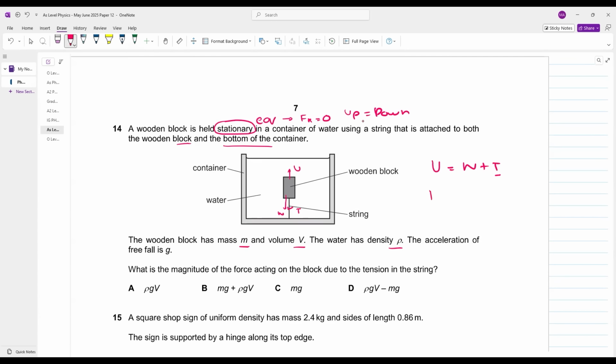What is the formula of up thrust? Rho g volume. What is the formula of weight? Mg. Subtract it. What does your tension come out to be? Rho g V minus mg. D is your answer.